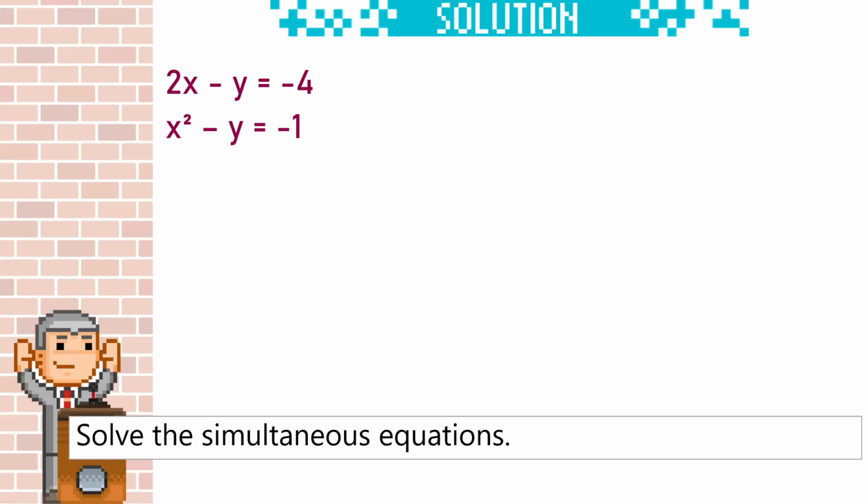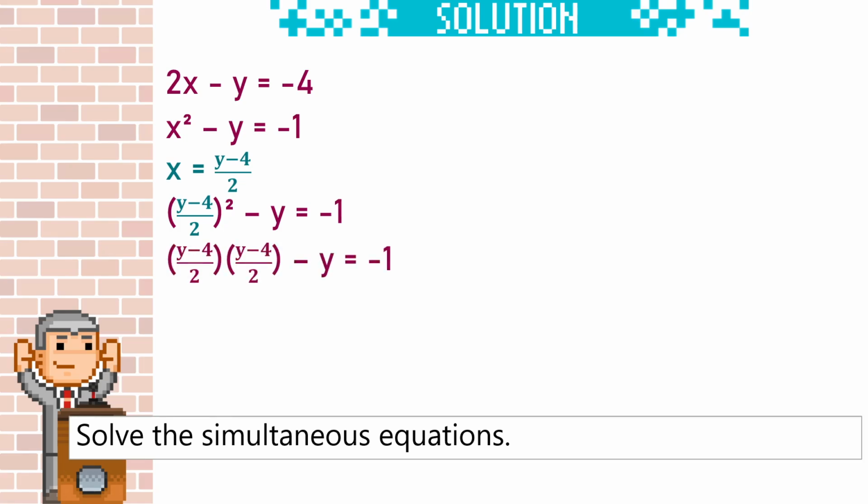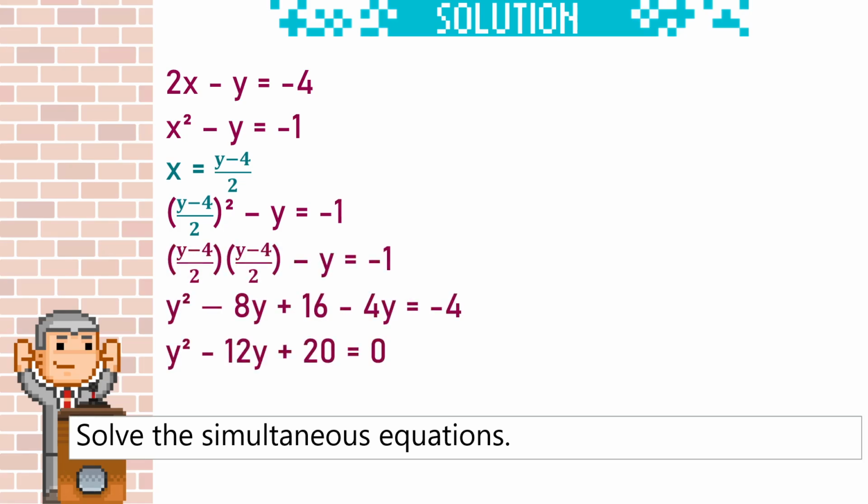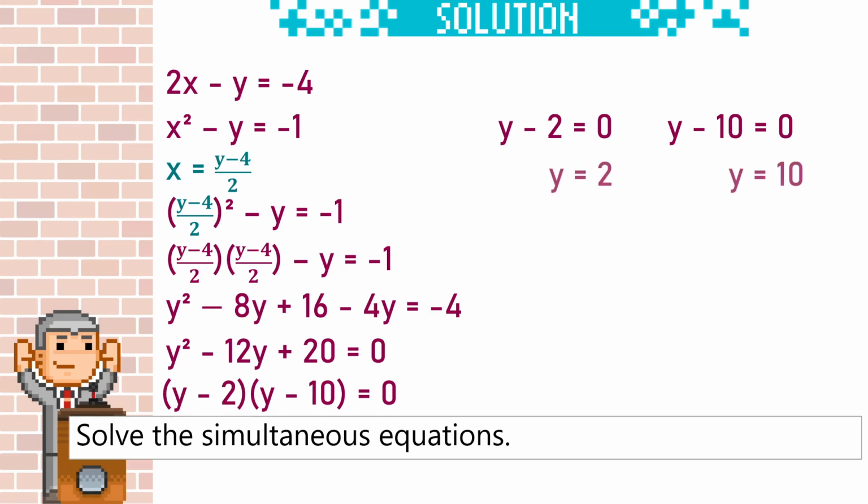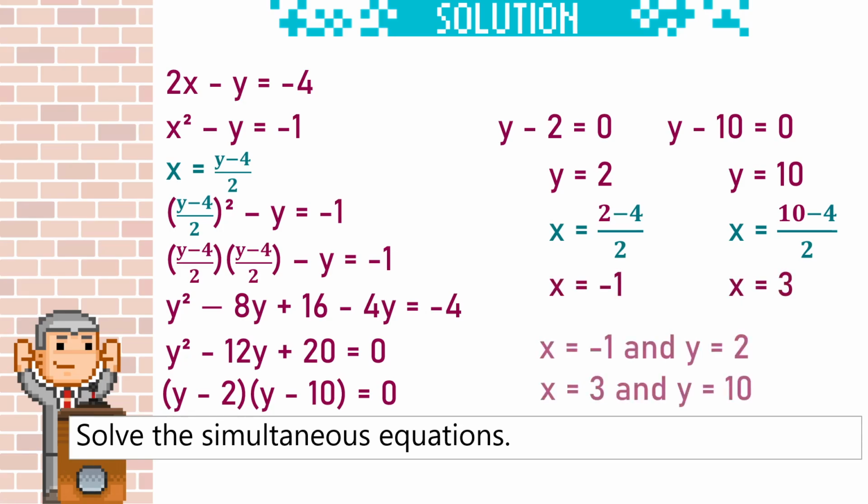We're going to start this question by rearranging the linear equation to get x equals. So we're going to add y to both sides, and then we're going to divide by 2 both sides. We can then substitute this into the quadratic, and we need to expand those brackets, and then we can form a quadratic. We can then solve the quadratic and find both the values for y and substitute that into our equation that we formed as x equals, for instance, and then we can find the values for x. This will give us our two solutions.